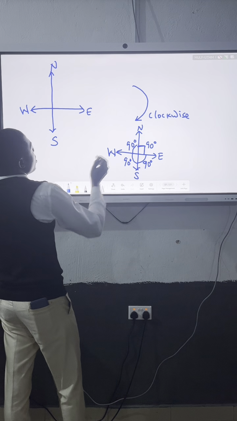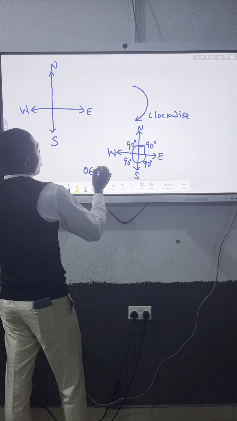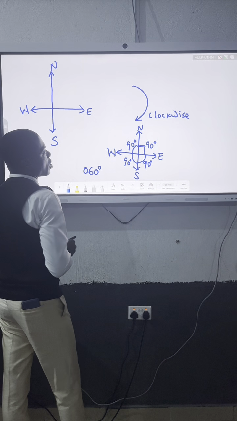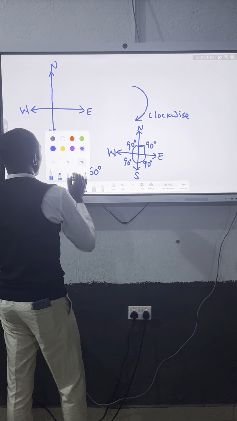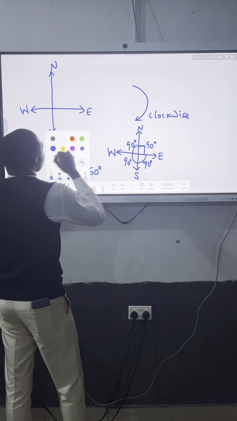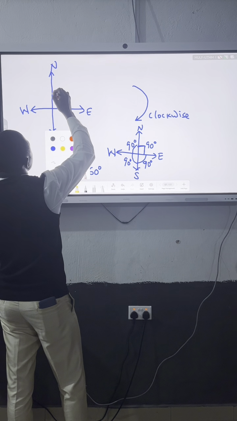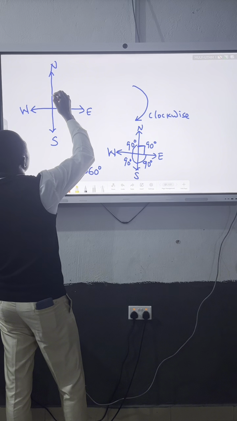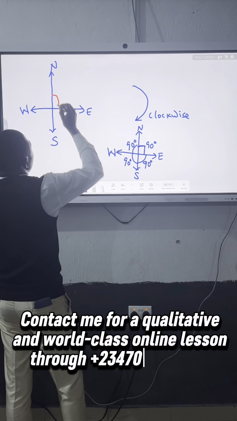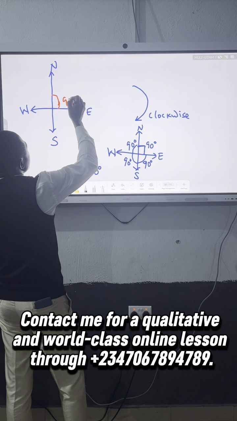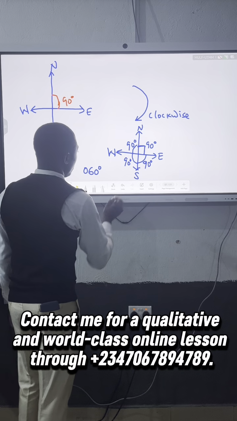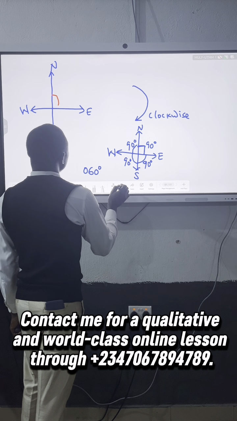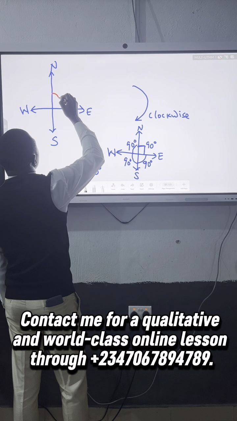So here, because the bearing is 060 degrees, it means start your movement from the north. We are starting our movement from the north. So we start and we go this way. We move in a clockwise direction. If you complete the movement to the line leading to the east, it will be 90 degrees. But you want to just cover 60. So you move without completing to the line leading to the east, and then move clockwise like this.